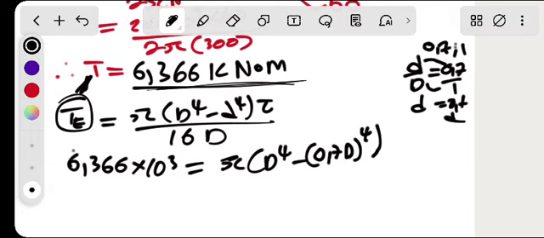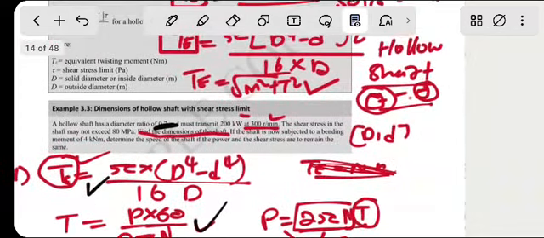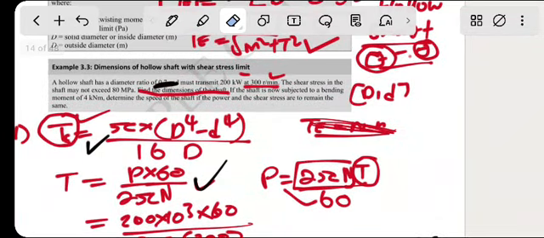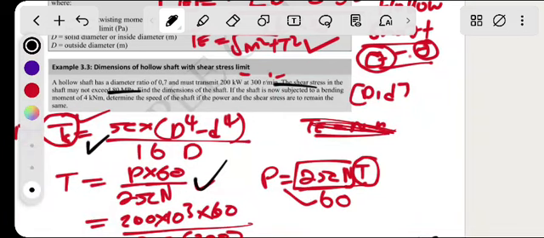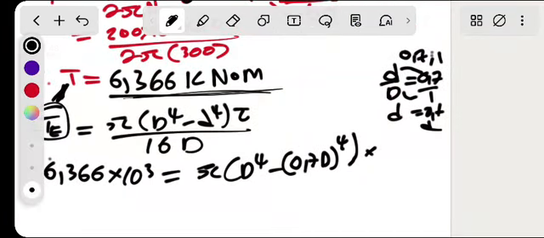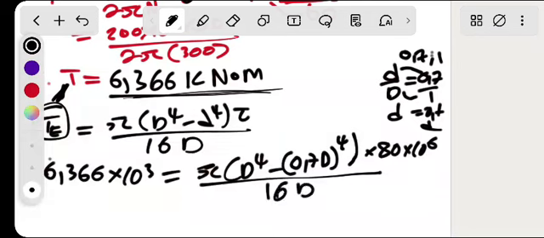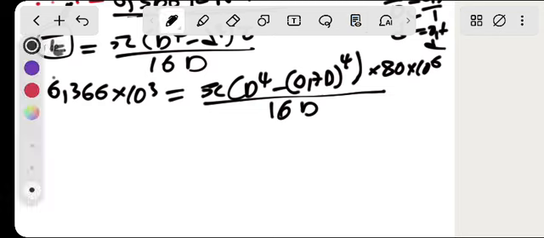Alright, multiply by our shear stress. What is our shear stress? Are we given shear stress? The shear stress must not exceed 80 megapascal. We have the shear stress, guys, which is 80 times 10 to the power of 6. Divide this by 16d. Guys, I just want you to do the math. You know how to do your math here.